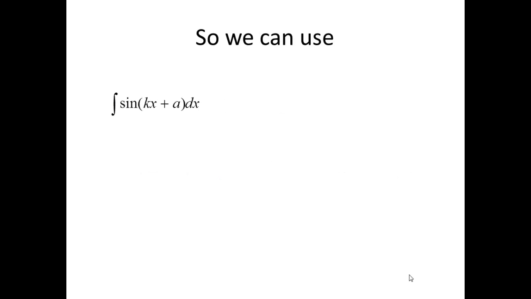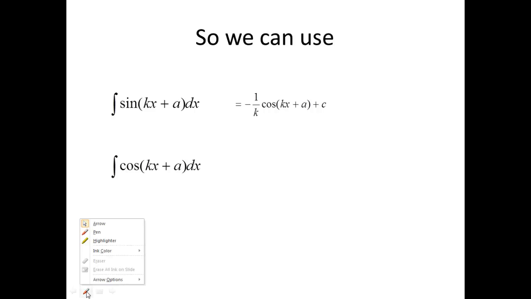Now we want to find the antiderivative of sine(kx plus a). Well, that is minus 1 on k cos(kx plus a) plus c. Remember the plus c? Remember the plus c. Remember, always, this is an antiderivative, so when we antidifferentiate, we're getting a plus c.